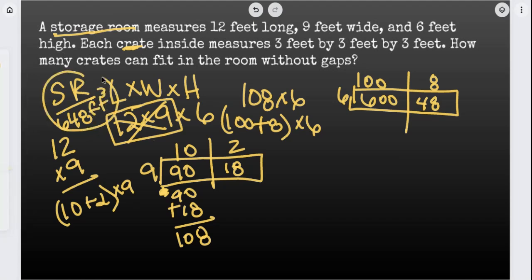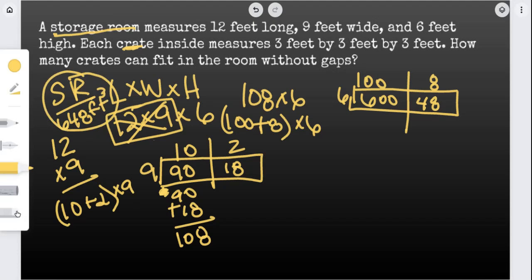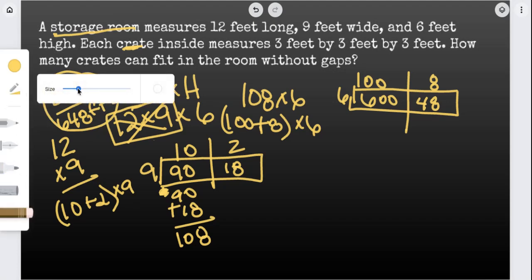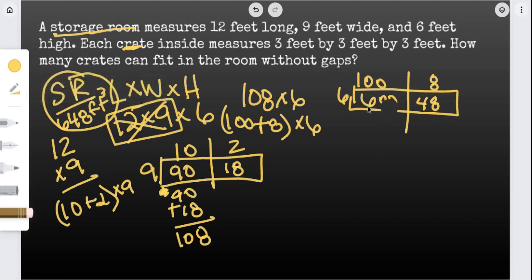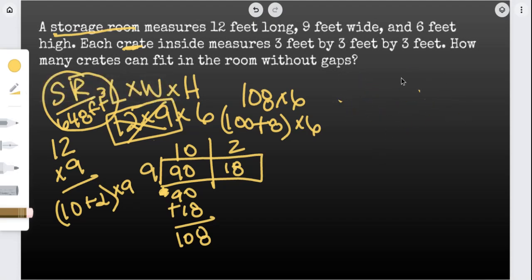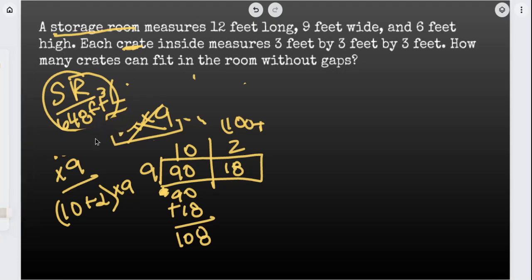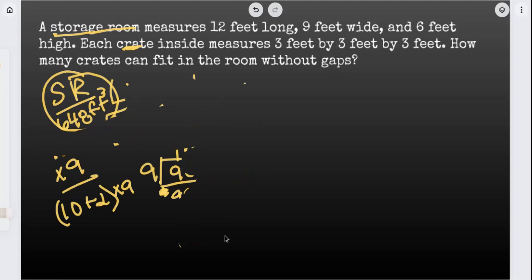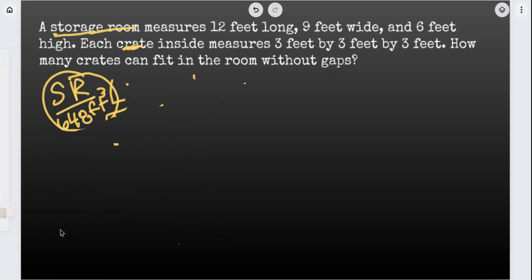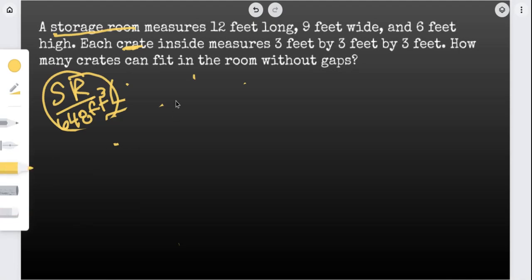I want to make sure I keep that where I can see it. Okay, let me erase. I'm going to increase the size of my eraser here so it won't take as long. And then I'll move forward and find the volume of the crates. I don't want to erase 648. That's important to hang on to. Okay, so back here, now I'm going to work on the crates.